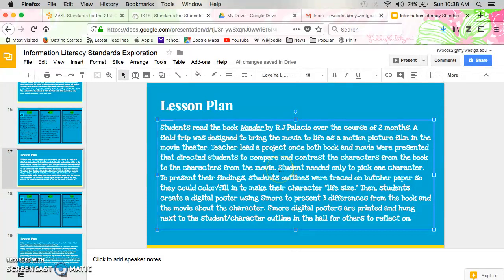So to present, they were going to trace outlines of their bodies on butcher paper, where they lay down and trace their outline, so that they could color it and fill it in to make it look like the character is life size. Then I had the students create a digital poster using Smore to present three differences from the book and the movie about the character. And then those Smore digital posters were printed and hung next to the large student character outline that they created in the hall for others to reflect on.